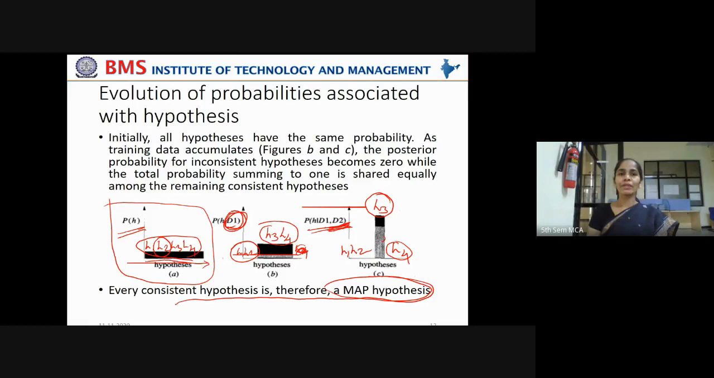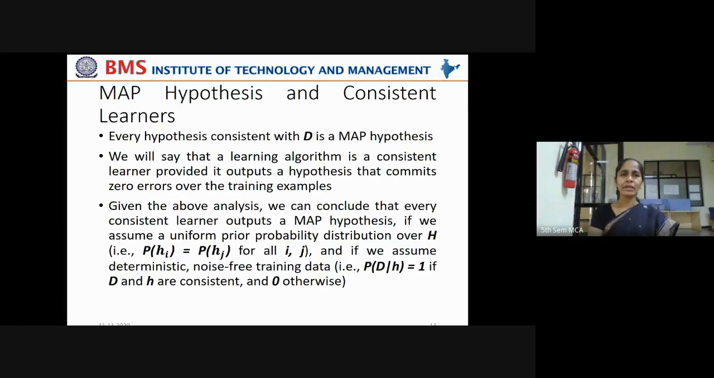Okay, this is how you need to understand MAP hypothesis. Now, what is the relation between MAP hypothesis and consistent learners? Every hypothesis consistent with D is a MAP hypothesis. That we understood, because every such hypothesis is in accordance with the training examples that are observed, meaning the statement made is always supported by the training examples given. When it is being supported, that statement will be your declarative statement. You declare that these many customers are paying back the loan. And that will be your MAP hypothesis, your maximum a posteriori hypothesis.